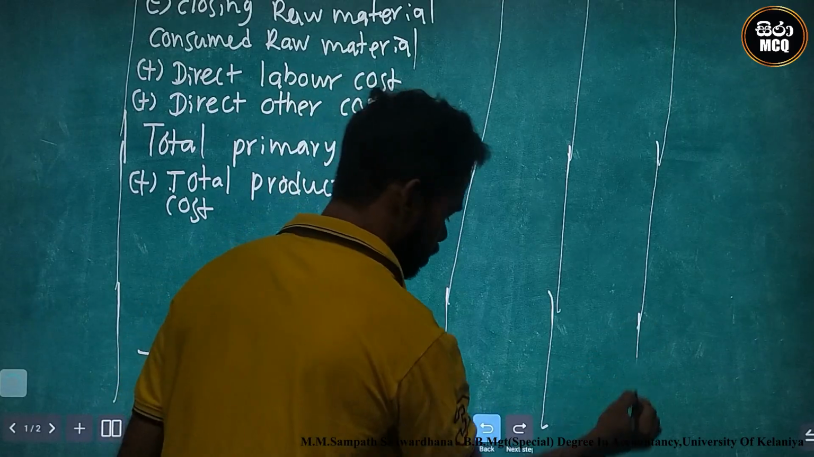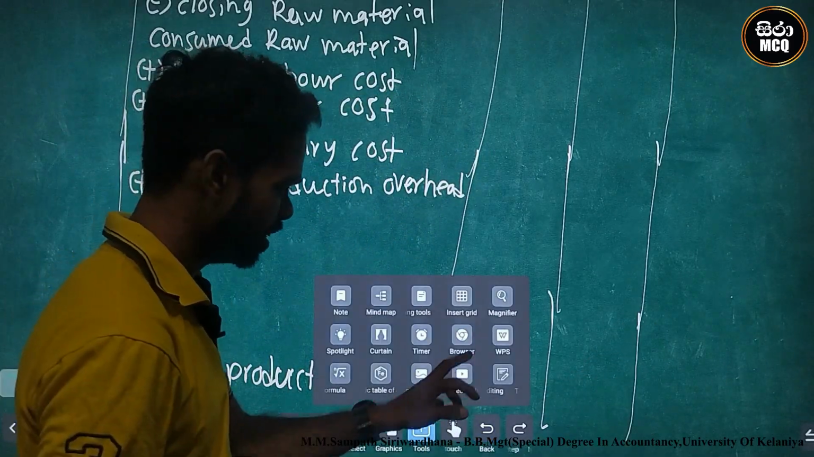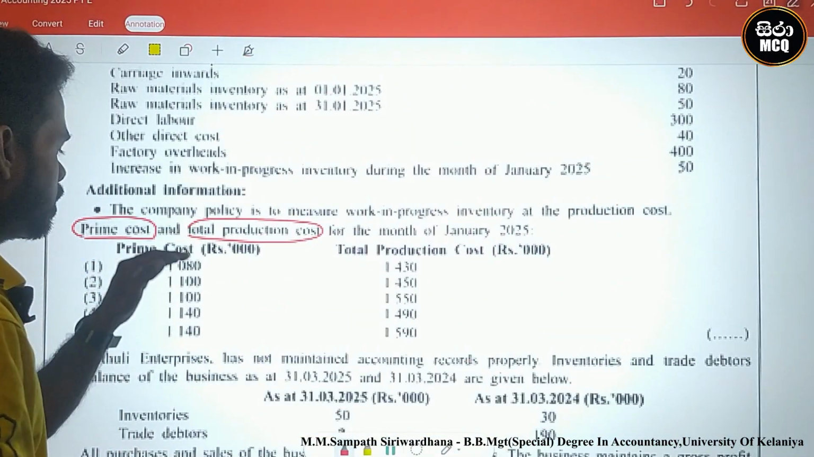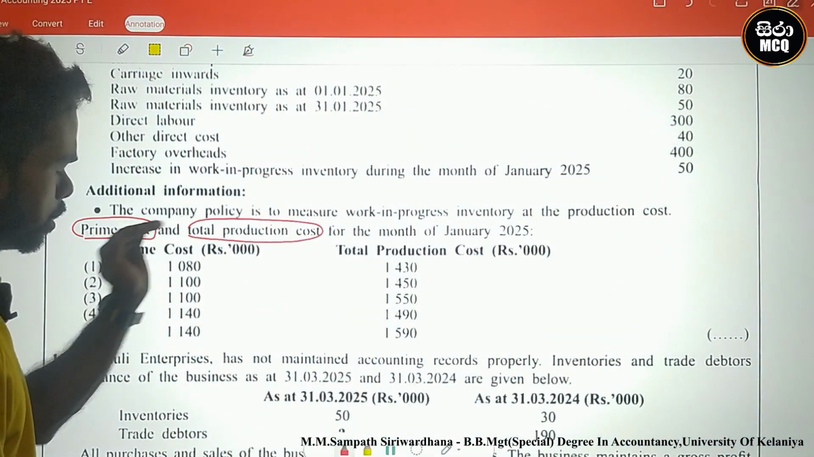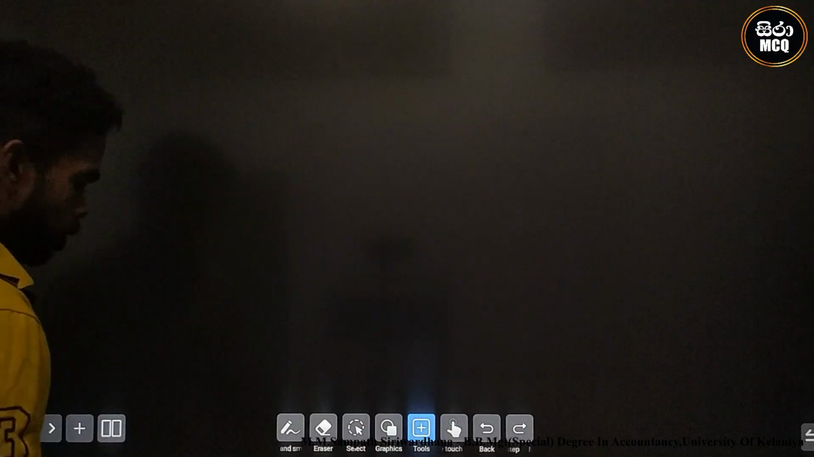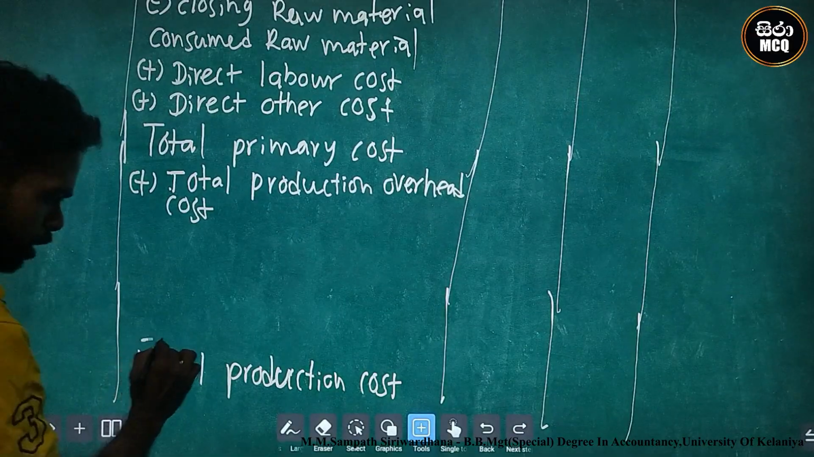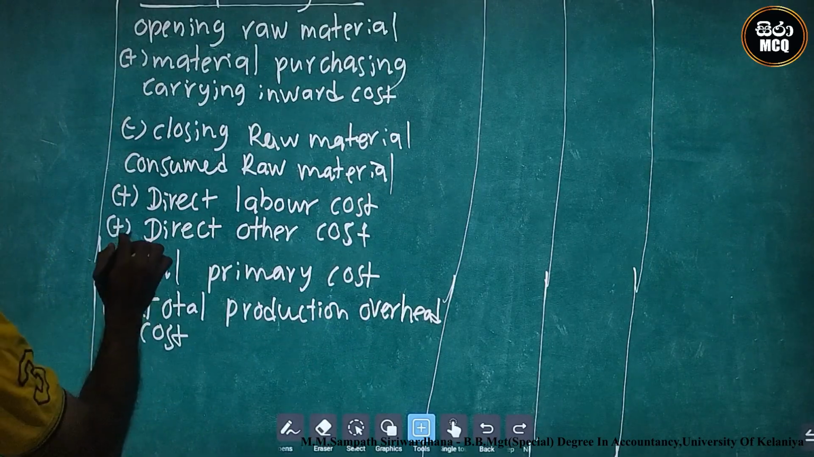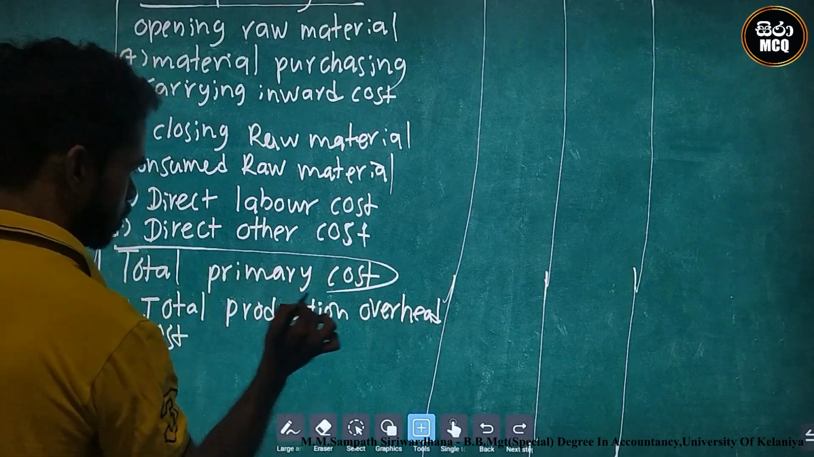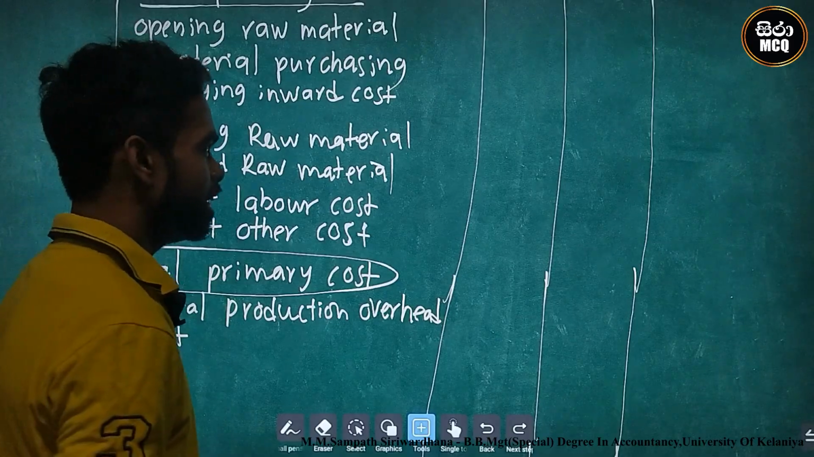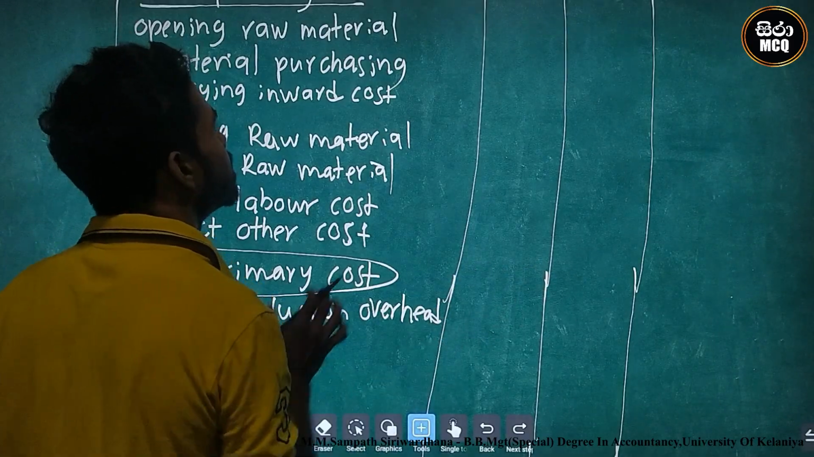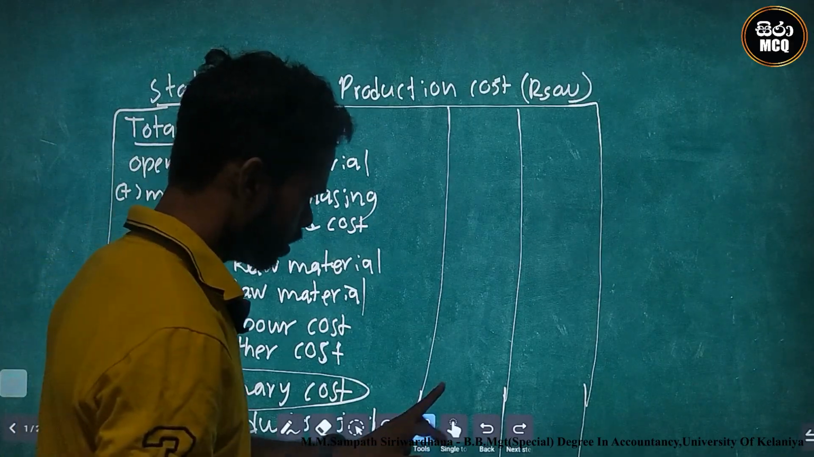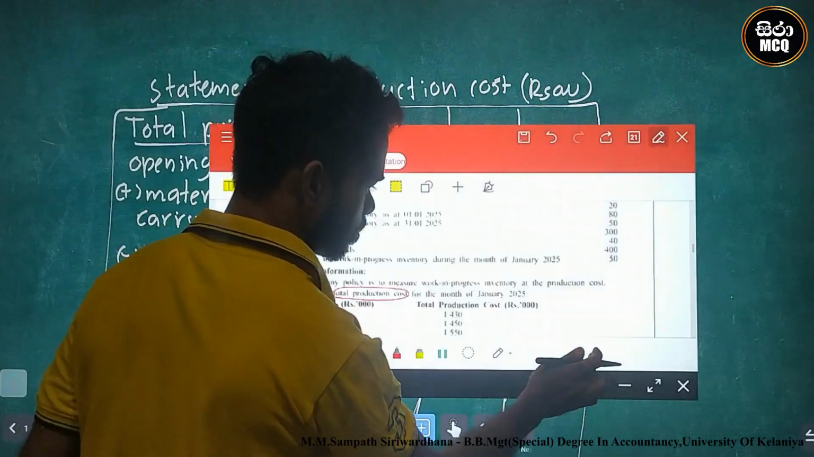What is the requirement of the question? Look here. They said the requirement is prime cost and total production cost. Total production cost is there. What is the primary cost? Primary cost is there: total primary cost, prime cost. Okay, let's create the total production cost statement. Let's go to the question.